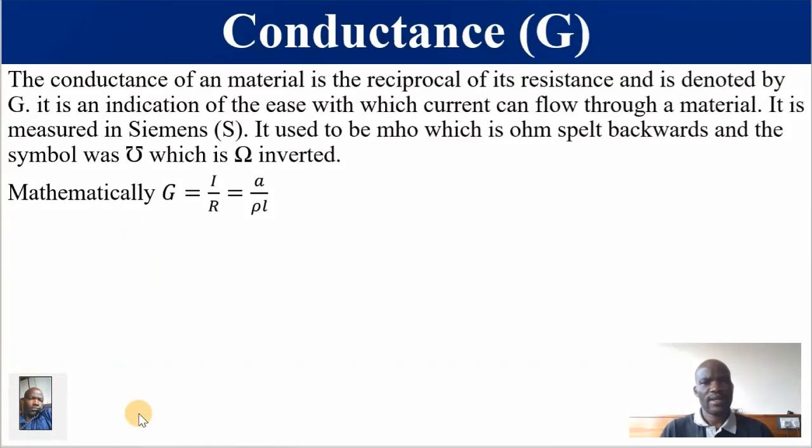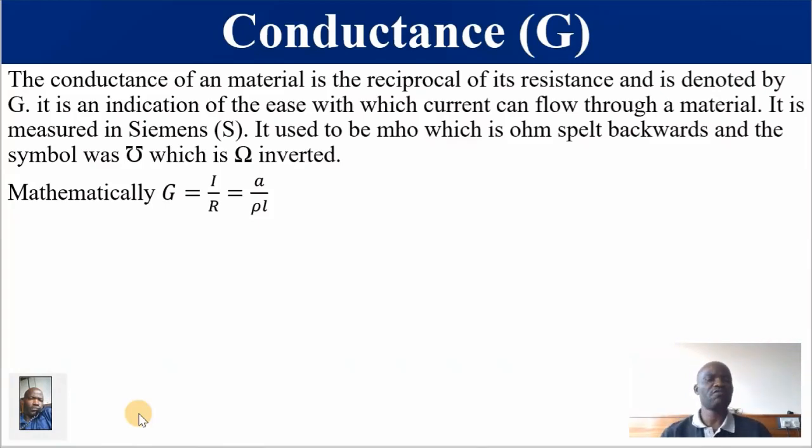Guys, we've come to the last slide of fundamentals of electricity, and we are going to look at conductance. The symbol is capital letter G. What is conductance? Conductance is the ease with which electrons or current can be allowed to pass through a material. Its unit is measured in Siemens, and the unit symbol is capital letter S. The unit used to be mho a few years back, which is the word ohm spelled backwards, and the unit symbol then was an inverted omega, which is the unit symbol for resistance.